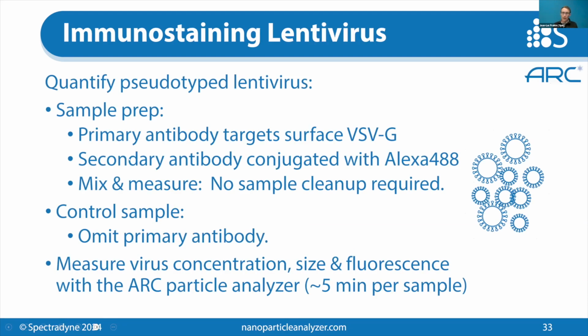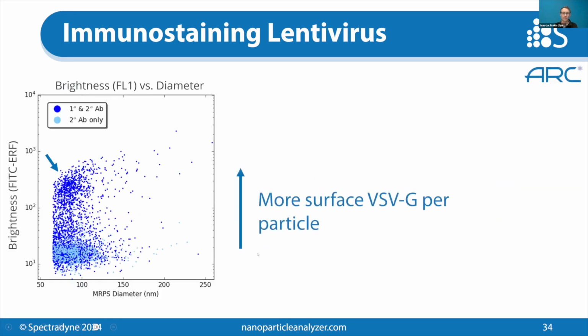In order to prepare the sample, it's very easy. We put in the primary antibody for the surface protein that we're looking for, and then come in with a secondary antibody conjugated with Alexa 488. And we just mix and measure the sample. There's no sample cleanup required to reduce autofluorescence or fluorescence in the background, excuse me. And we also ran a control sample where we omitted the primary antibody so that we can show that the labeling is specific.